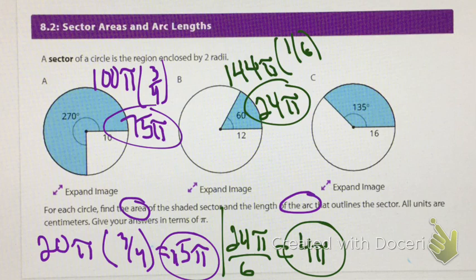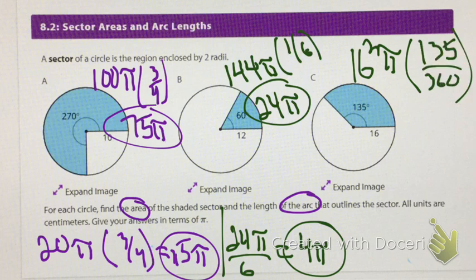Now this one with 135 is kind of weird. You got 16 squared times pi, and you got 135 over 360. So now there's no shortcut to this. I've got to actually do it all out. I'm going to leave the pi in my answer, and I'm going to go 16 squared times 135 divided by 360. And I'm getting 96 pi. So let's check that. Area of that sector. The whole circle's got an area of 16 squared pi, which is 256 pi. And we don't want all of it. We want 135 degrees out of the 360, so times 135 divided by 360, 96.